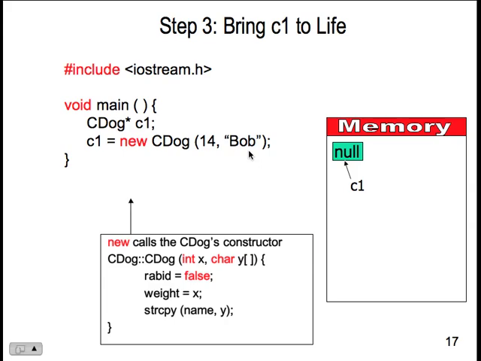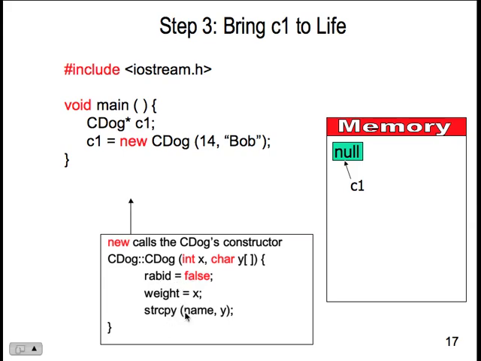CDog with the weight 14 and the name Bob, because our constructor that we created had a name and it had a weight associated to it. And down here, new calls the CDog constructor, and here's our constructor repeated so you can see what it's doing. It takes integer x. So our weight's in integer values, which means our dogs always weigh whole integers. There's no portions. And then character y is going to be our array that we're assigning to the name, Bob. And we're going to say rabbit is equal to false, which is our constructor.